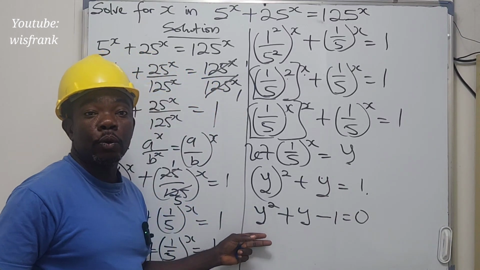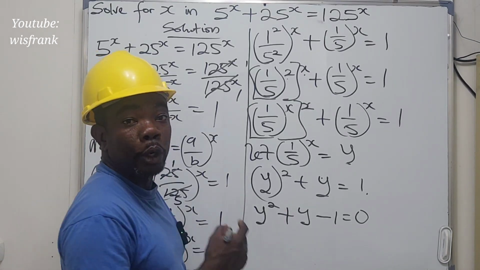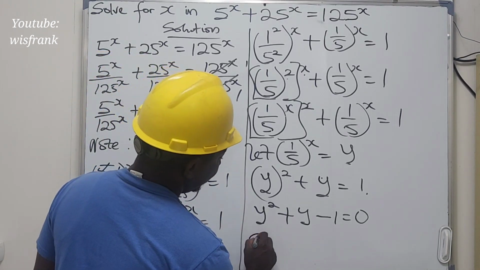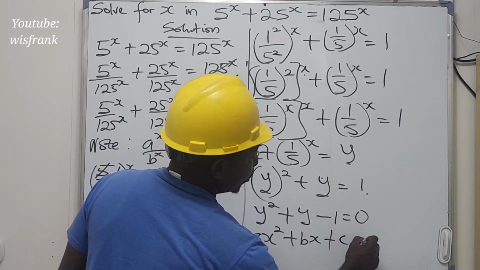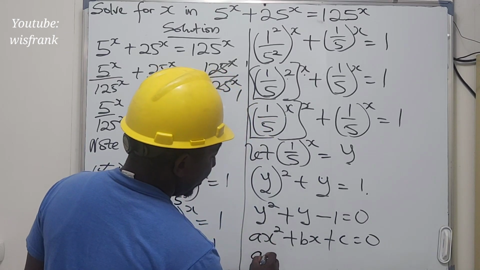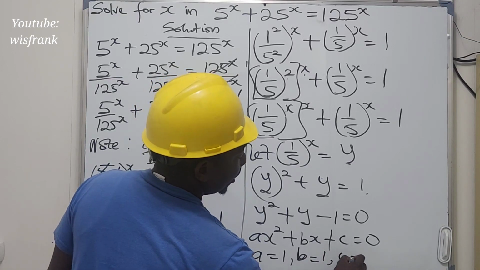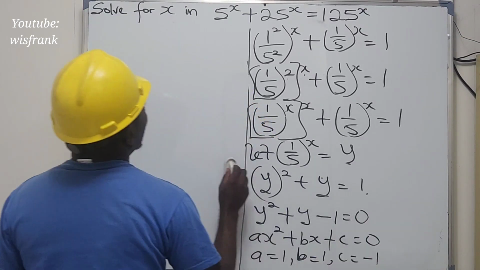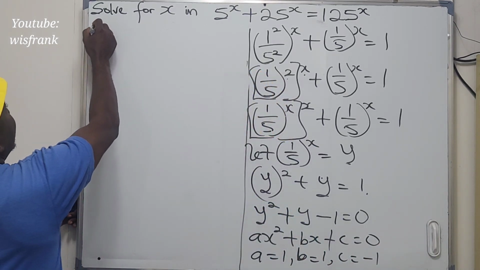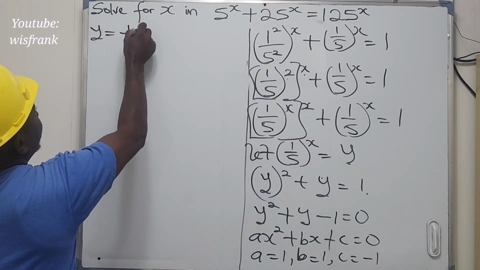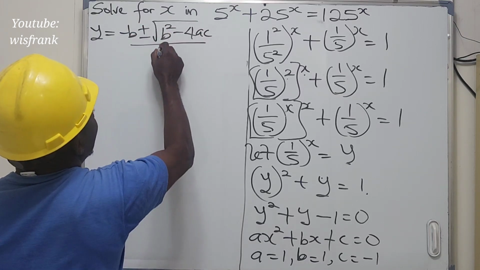So this is a quadratic equation, and we can use the quadratic formula to find the value of y by comparing this with the quadratic equation in the form a y to the power of 2 plus b y plus c equals 0. So in this case, our value of a equals 1, our value of b equals 1, and our value of c equals minus 1. So here, we can move over to the other side. Our quadratic formula is y equals minus b plus or minus square root of b to the power of 2 minus 4ac, all over 2a.